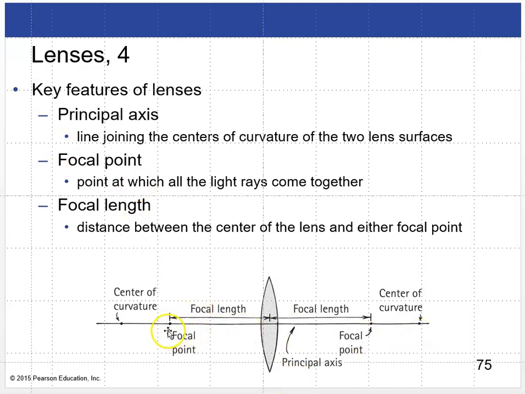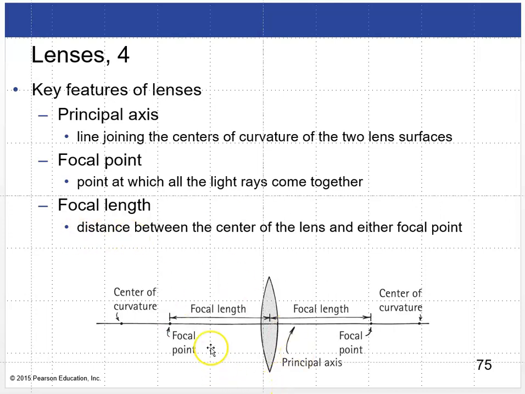The focal point is a point at which parallel rays will all come together. So if parallel rays come in from the left here, they'll converge on the focal point on the right. If parallel rays come in from the right, they'll converge on the focal point to the left. Lenses have 2 focal points because the light can go through the lens from either side, unlike a mirror where the light cannot go through the mirror.